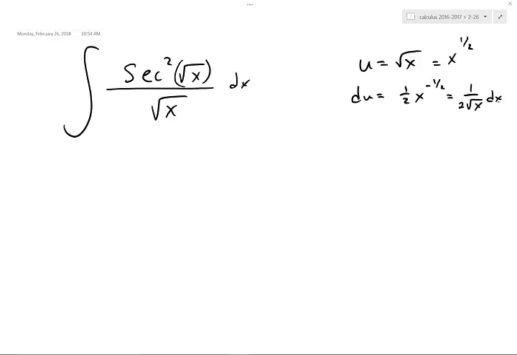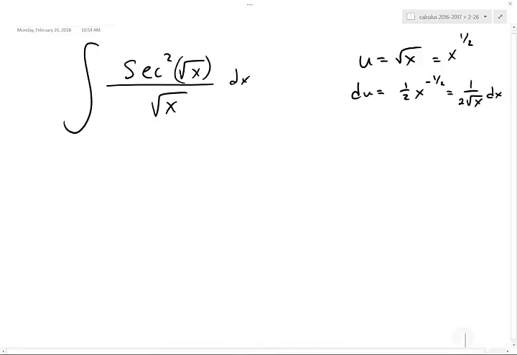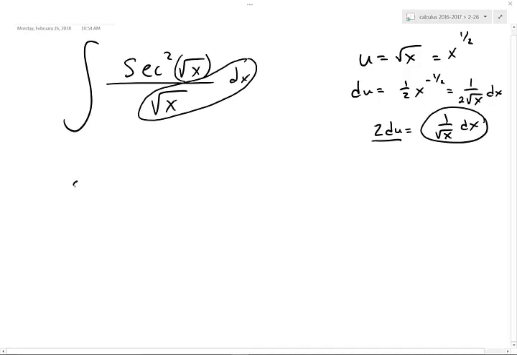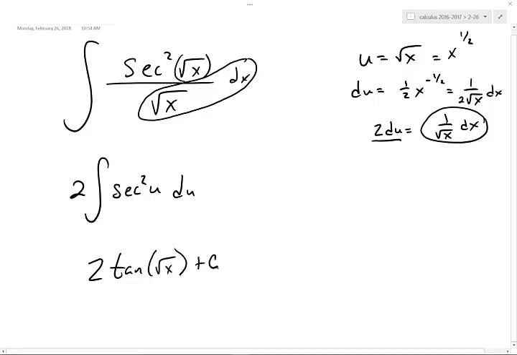Now, look over yonder. I already have a square root in the denominator. Well, isn't that convenient? But you know what I don't have? I don't have a 2 down there, do I? So I have this. Are you with me? I'm going to replace this stuff here with a 2 du. And then I'm going to end up with a secant squared of u. Well, Mr. Grimm, that's just tangent again. Yes, I know. So 2 tangent of what? Square root of x plus c. And you're done.